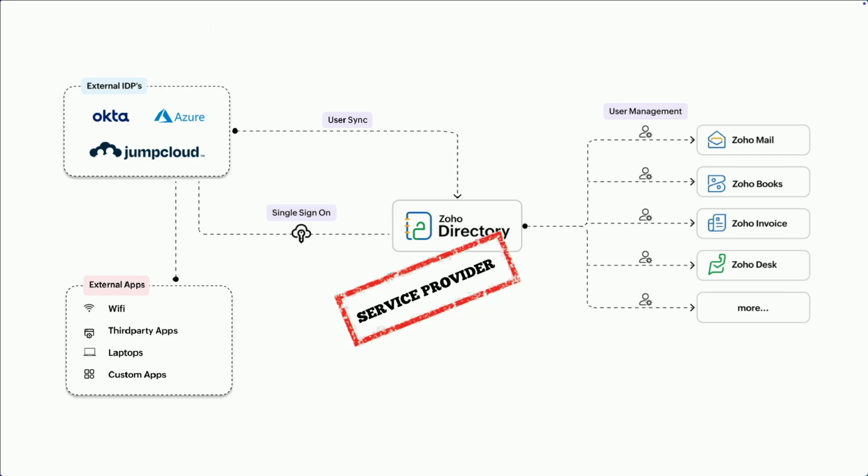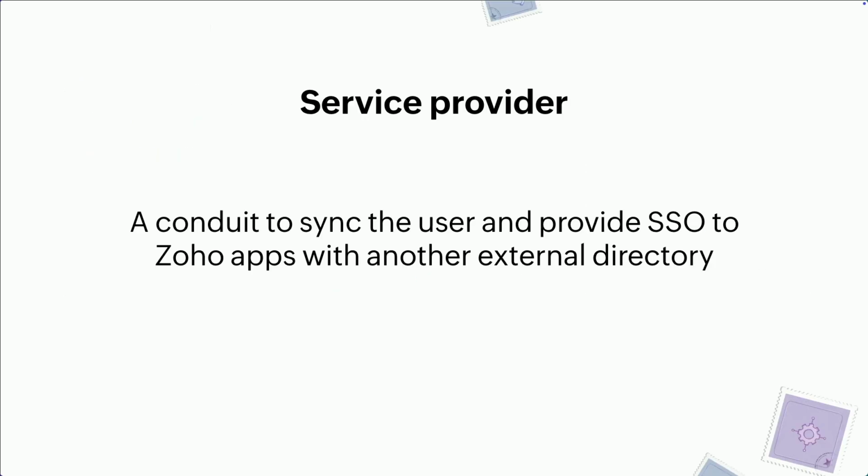This flavor is called service provider. This is one of the flavors most commonly used when it comes to Zoho Directory. In this, Zoho Directory acts as a conduit between your third-party provider and Zoho apps. Its scope ends here. But what I wanted to present now in this session is a completely different flavor. Zoho Directory can be your identity provider.